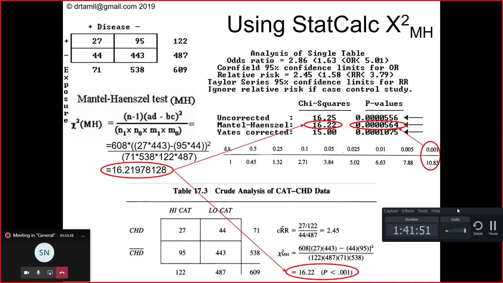Doctor, what is StatCalc? Refer back to your Epi Info lecture. Your Epi Info lecture covers the StatCalc. It is under Epi Info. It is one of the many tools epidemiologists use to quickly calculate values. The Mantel-Haenszel inside the StatCalc is not for the controlling of confounders. Instead, it is similar to chi-square.